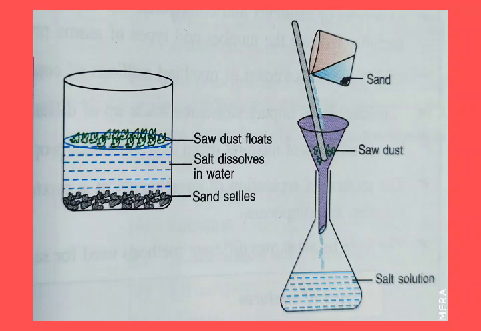Now the salt solution along with sawdust is poured slowly onto the filter paper fixed in a funnel. The solution passes through the filter paper while sawdust remains on it. Sand is left in the beaker as sediment. The salt solution is evaporated to get salt from water. In this way, all the components get separated.